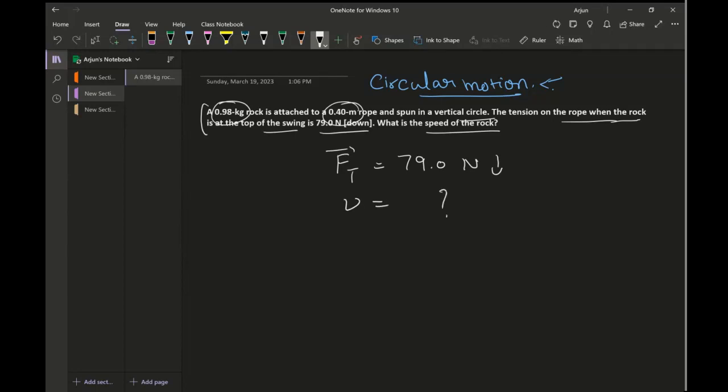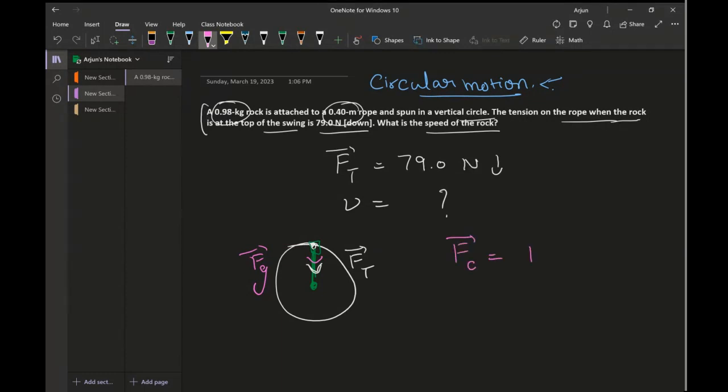So I'm going to write down the equation, and before writing down the equation, I'll draw the diagram. The rock is moving in a circular direction, and it is on top here. What are the forces acting on this one? Because there is tension involved, one of the forces acting is downwards, that is Ft, and Fg, which we know always acts in the downward direction. So Fg is in the downward direction. So I'll write down the equation.